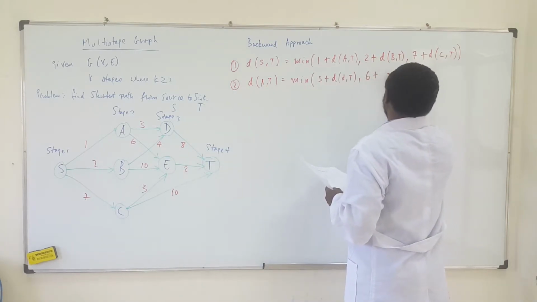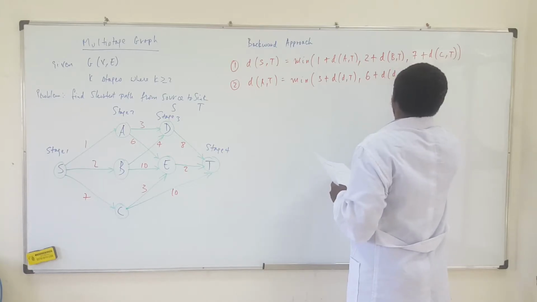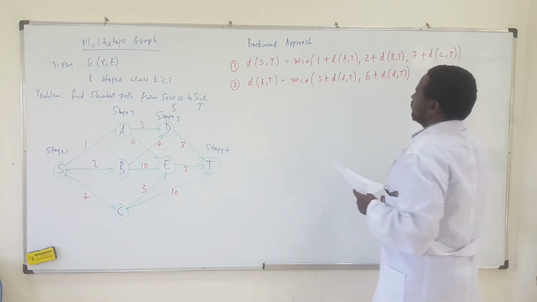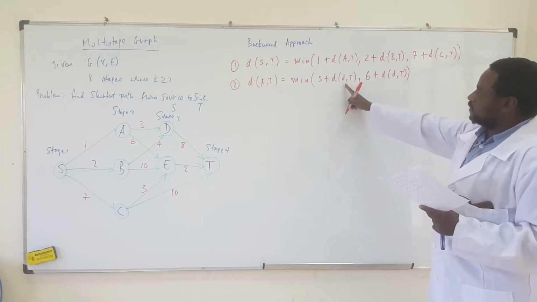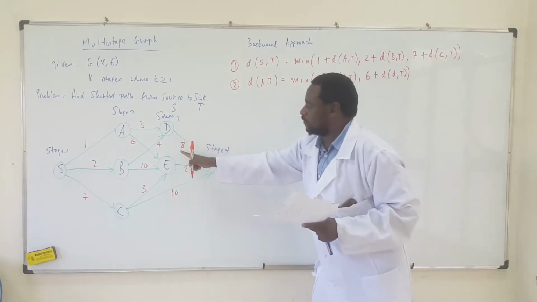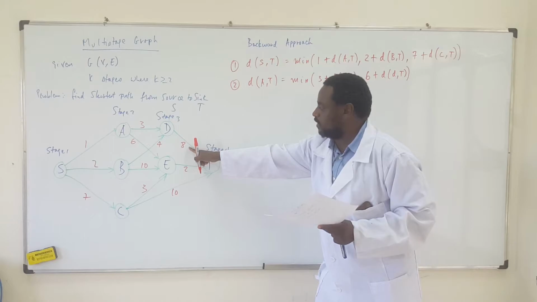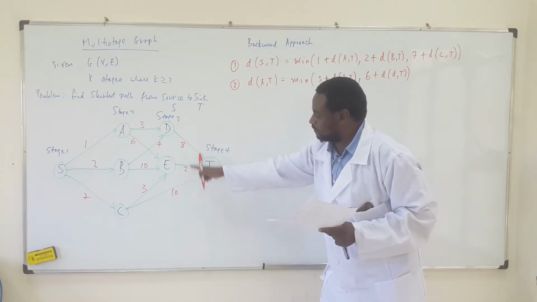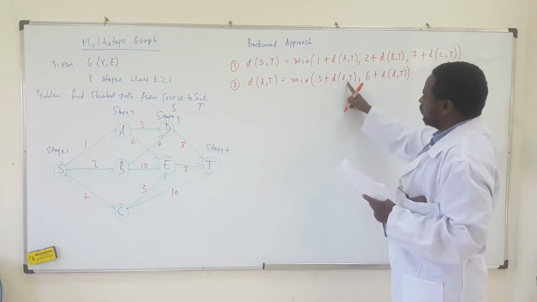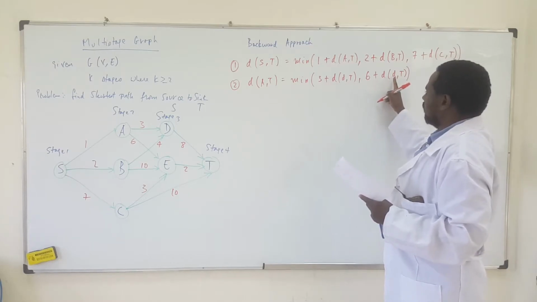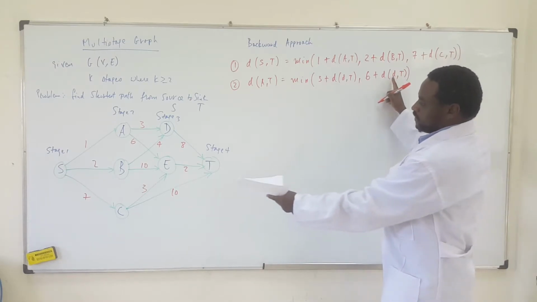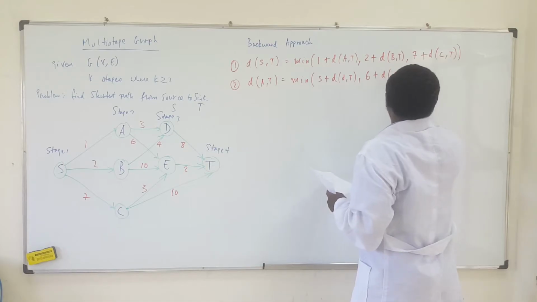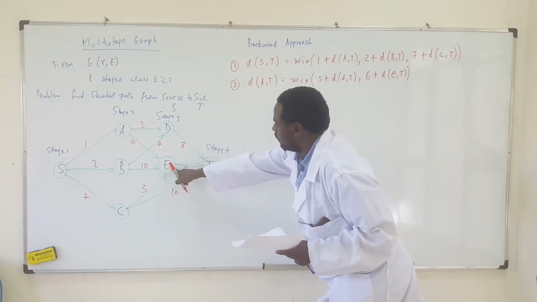6 plus distance from E to T. Again, we don't know this. So the distance from D to T, obviously, it's 8. But if there are other stages in between here, we need to calculate D to T again. So 6 E to T. This should be E. Right? From E to T.